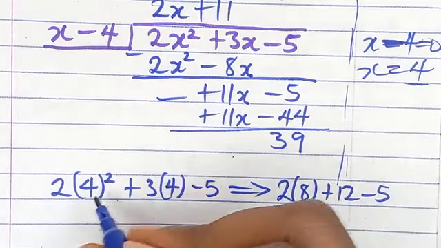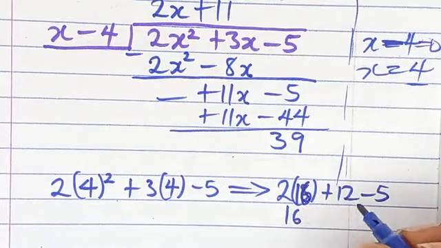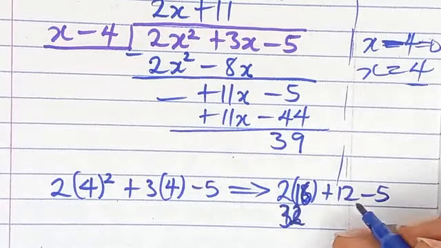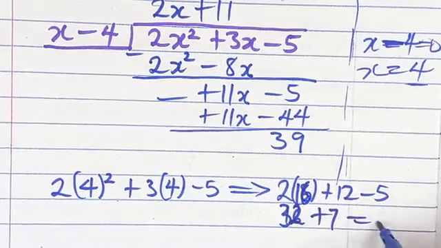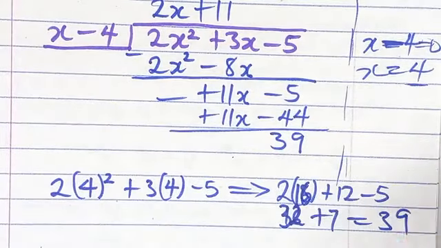Oh, 4 squared is 16. That's what I was having. So 2 times 16 is 32. Sorry, so 32. 12 minus 5 is 7. 32 plus 7 is 39. So we have this. Now, sometimes you say that it's because it's the same polynomial.